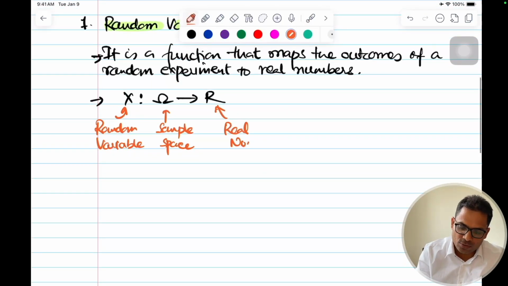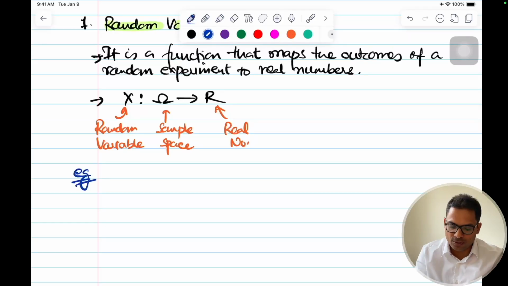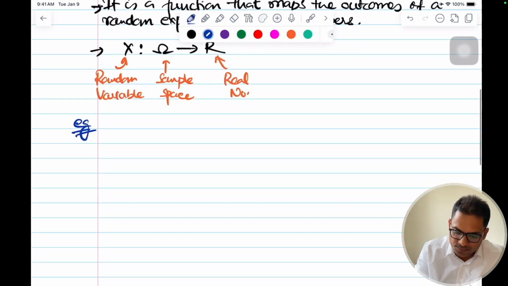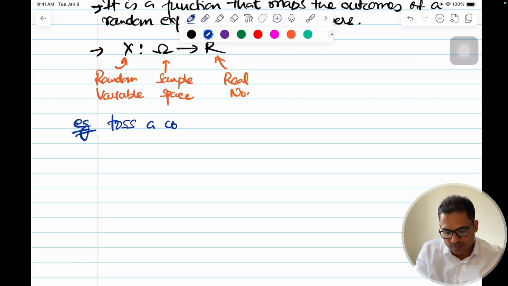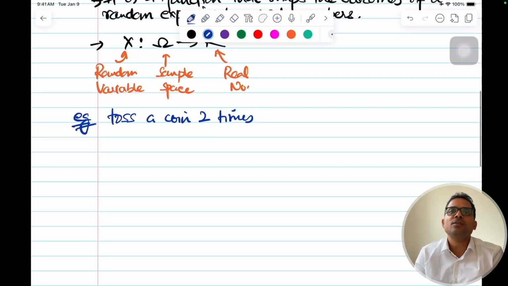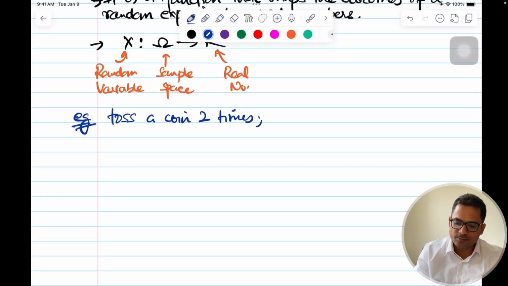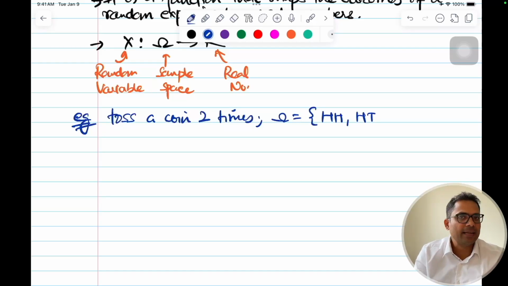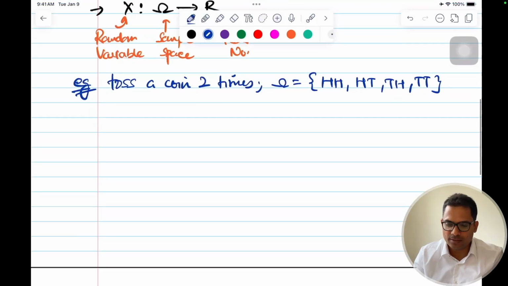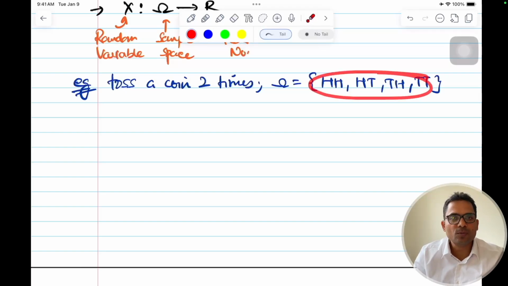Let me give you an example to make you understand better. We'll go with the simple example of tossing a coin. Suppose we toss a coin 2 times. What are the possible outcomes? What will be our omega? Either we get head-head, head-tail, tail-head, or both tails. This is the sample space. Now we have to map this experiment into real numbers.